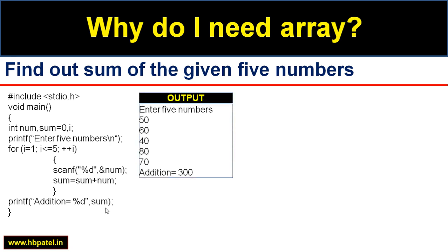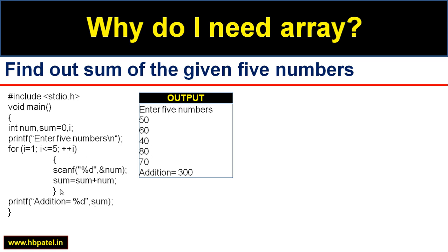If I run the program, it will first prompt me to enter 5 numbers. It will give me this message on my output screen, enter 5 numbers. Then if I enter 50, this 50 will go in num, and that 50 will be added to sum. The previous value of sum was 0, so 0 plus 50 is 50. Next time i equals 2. When I enter the next number, let's say 60, that 60 is added into the previous value of sum, which was 50. So 50 plus 60, and likewise all these other numbers 40, 80, 70 will be added into the sum.